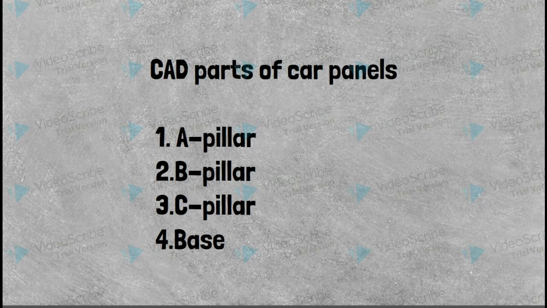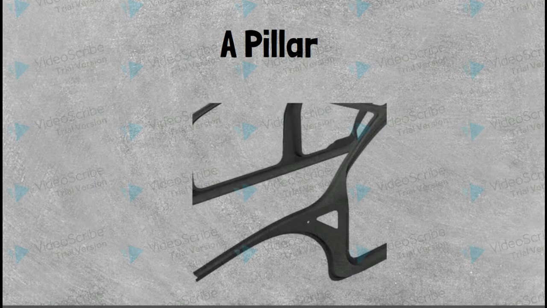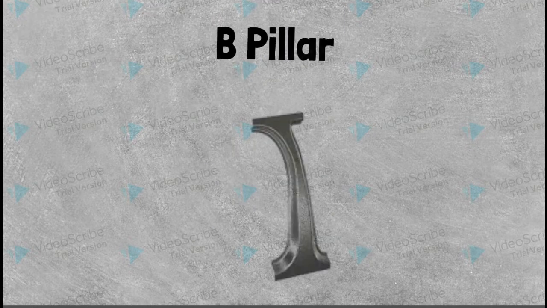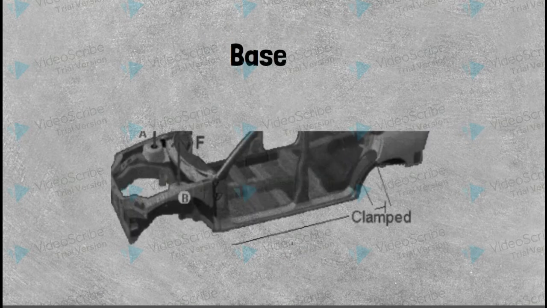Getting to the list, first is the A pillar, then the B pillar, C pillar, and last is the base. First is the A pillar. What does the A pillar do? It holds the strategic position, giving strength, and is responsible for taking the load of the windscreen and roof plus the side doors. Coming to the next is the B pillar. It takes good care of the thrust and the side doors. The C pillar holds onto the deck lid and the quarter panel. Lastly is the base. The base holds almost everything, ranging from the engine and chassis to seats, etc.